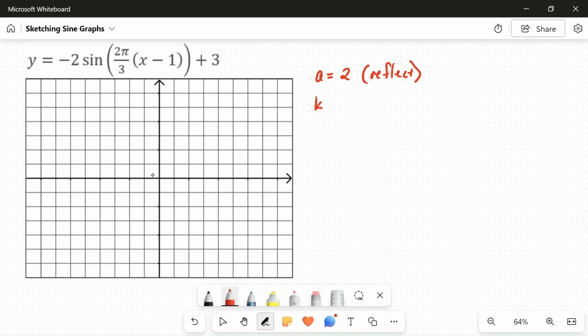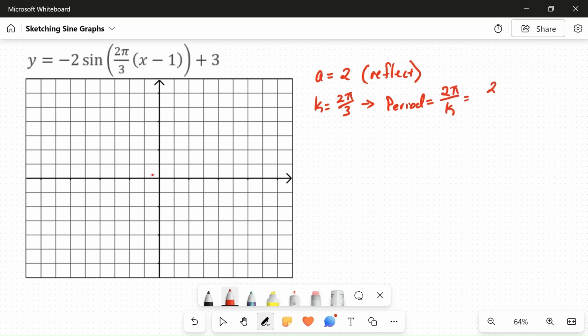Then we'll go to k. K is not the period, but it's related to the period. So k is 2 pi over 3. And if we try to find the period, we're going to say the period is 2 pi over k.